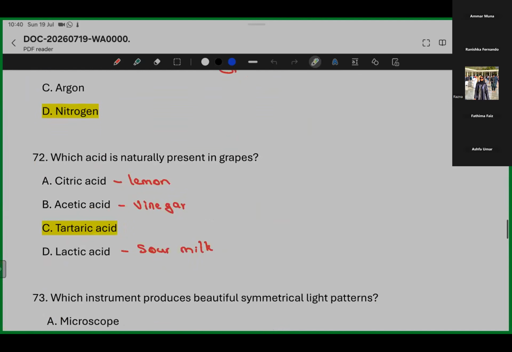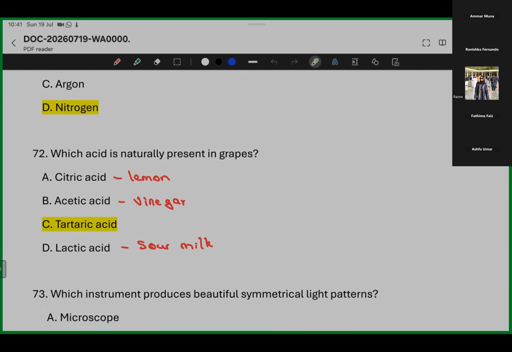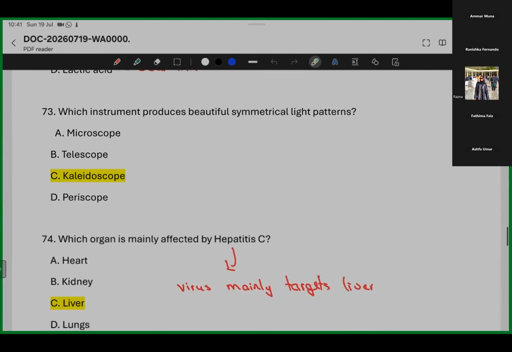Question 72 is pretty easy. It is, which acid is naturally present in grapes? Option A is incorrect because citric acid is mostly present in lemons. Option B is acetic acid, which is again incorrect because it's present in vinegar. Option C is correct because it is the acid that's naturally present in grapes. And option D is lactic acid, which is once again incorrect because it's present in sour milk.